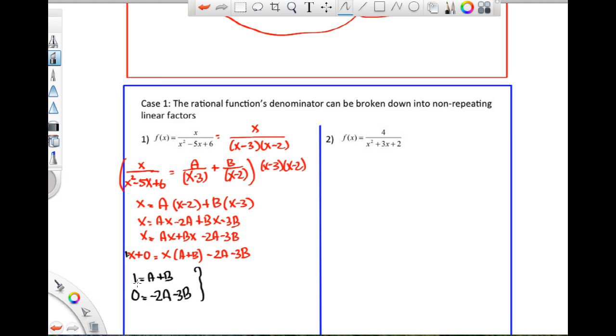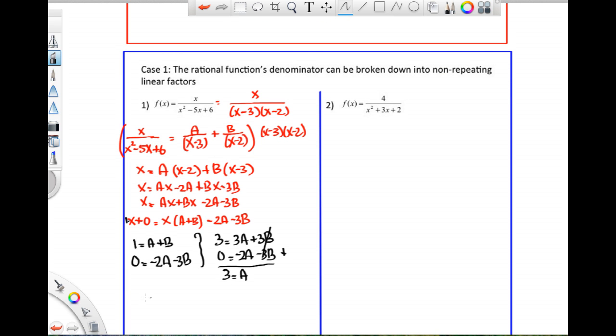So I'm going to multiply this by 3. So we get 3 is equal to 3a plus 3b. And over here I have 0 is equal to a negative 2a minus 3b. So now when I add, I get 3 plus 0 is 3. 3a minus 2a is a. That cancels, so a is equal to 3. And if a is equal to 3, and I know that 1 is a plus b, then b must be equal to a negative 2.